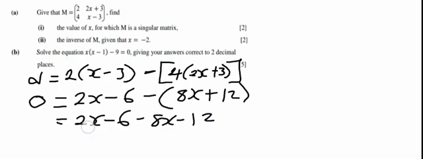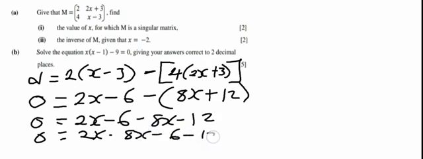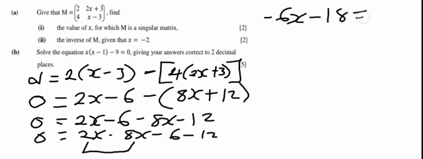Then from there now, 2x and negative 8x, these two are like terms, and also negative 6 and negative 12, these two are like terms, right? So if I collect them, we are going to find that here we are having 0 equals 2x minus 8x, minus 6 minus 12. So from there now, 2x minus 8x, we are going to have negative 6x. Then negative 6 minus 12, we are going to get negative 18, right, is equal to 0.